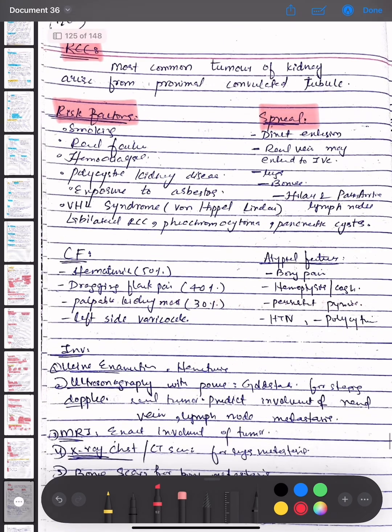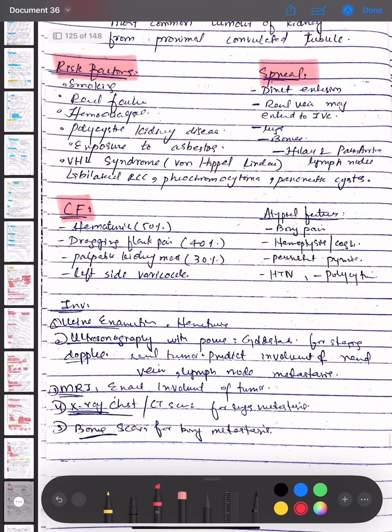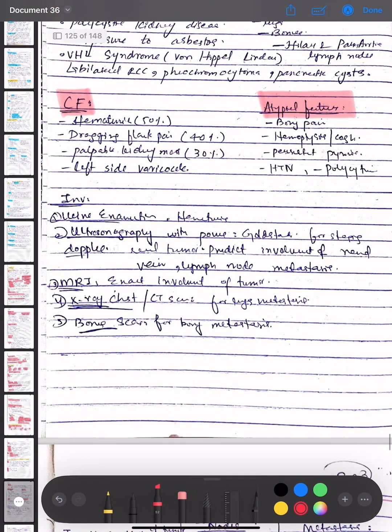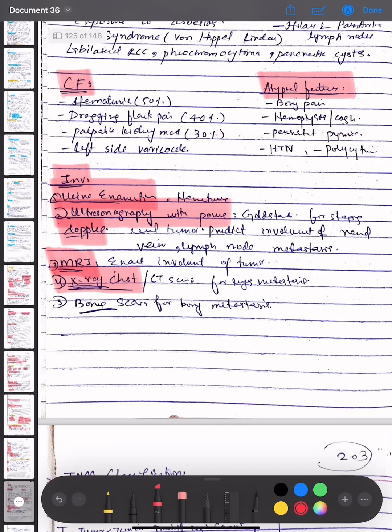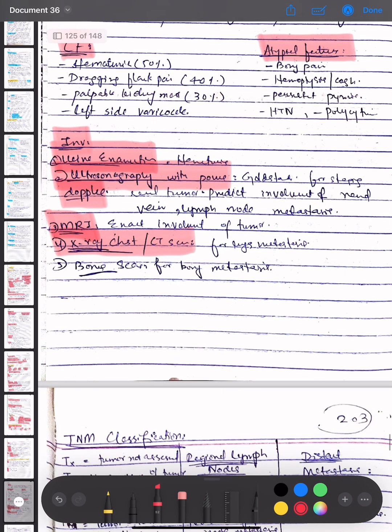The clinical features are hematuria, that is 50%, dragging flank pain 40%, palpable kidney mass 30%, and left side varicocele. Atypical features are bony pain, hemoptysis or cough, persistent pyrexia, hypertension, and polycythemia. The investigations that are done for renal carcinoma are urine examination, where hematuria is present, and ultrasonography with power Doppler, which is the gold standard for staging of renal tumor and detects involvement of the renal vein, lymph node, and metastasis. The MRI shows exact involvement of the tumor. X-ray chest or CT scan shows metastasis, and bone scan for bony metastasis.